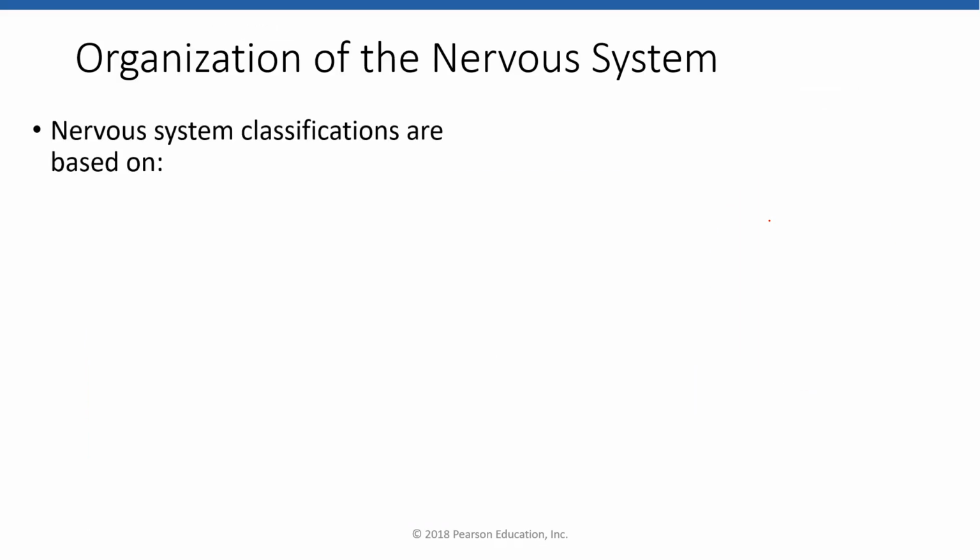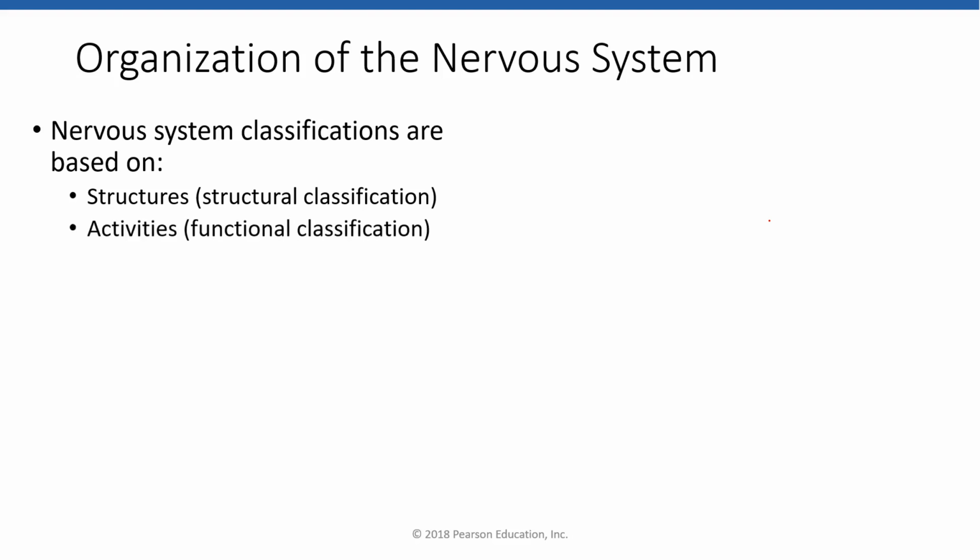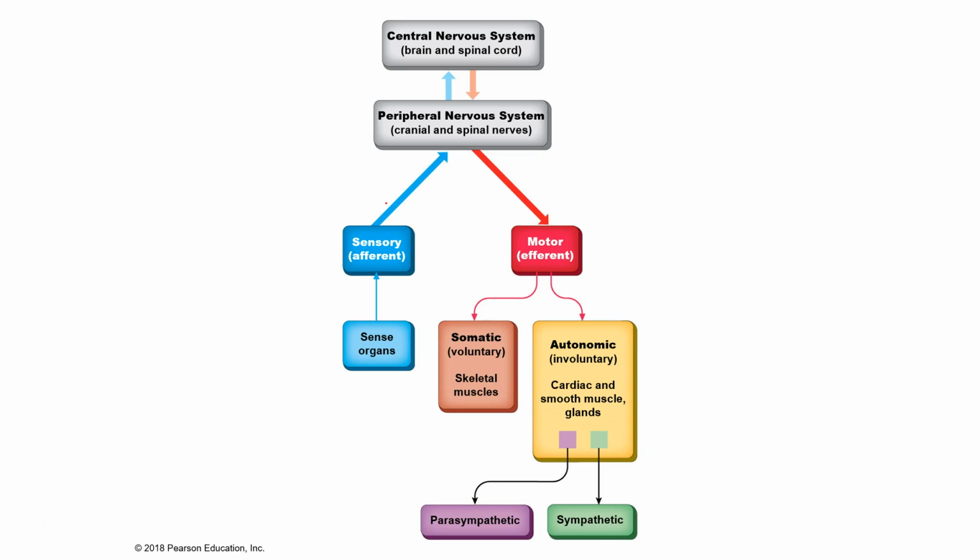So how is the nervous system organized? Well, there are 2 different classifications. We have structural classifications and we have functional classifications. Structural is based on the structures, and functional is based on what it does, the activities of that division. So there's only one nervous system. However, the nervous system is so complicated, we can actually categorize it in different ways.